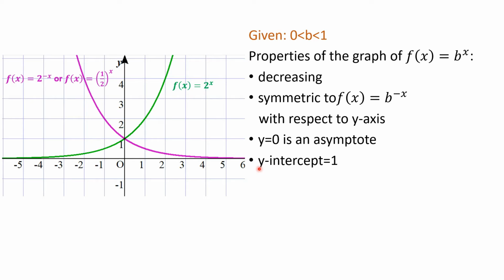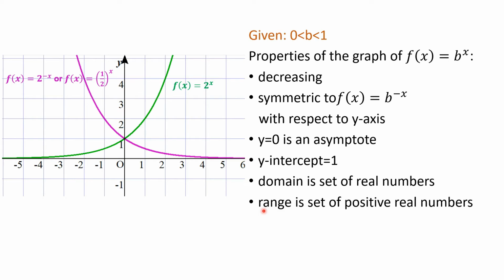Fourth property, the y-intercept is equal to 1. Again, both curves or both graphs pass through the y-axis at 1, at (0, 1). The domain is the set of real numbers. Domain is the set of x values, and any x value may be taken by the exponent in an exponential function. So the domain is the set of real numbers. There is no restriction in the values of x.